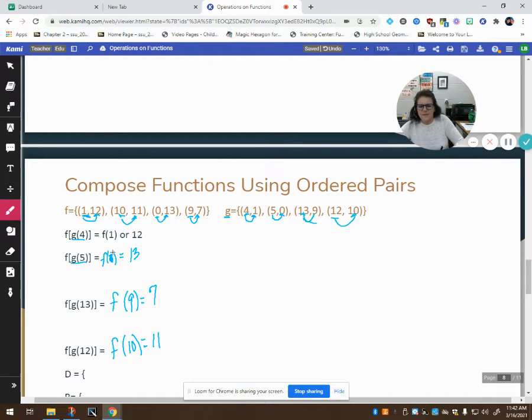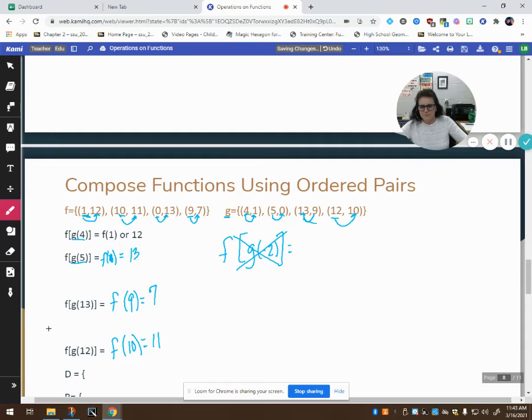Okay, so what would happen if I put in f of g of, I don't know, negative 2? Well, f of g of negative 2. If I look at g, there is no negative 2 value. So there is nothing there to evaluate. I can't say, well, g of negative 2 is nothing, f of nothing is nothing. So we just don't put anything. There is no value here. So we can't solve that one.